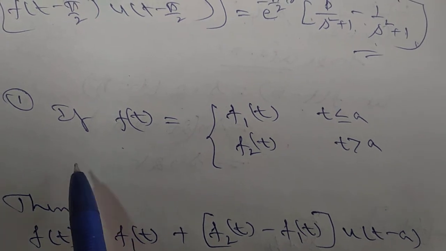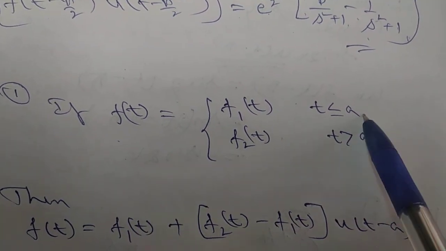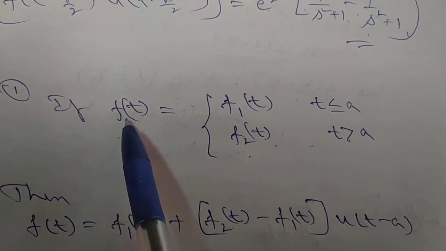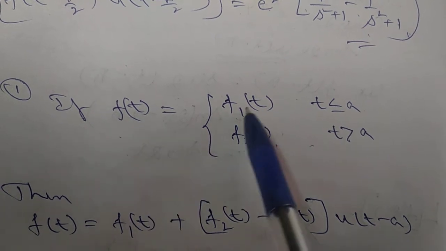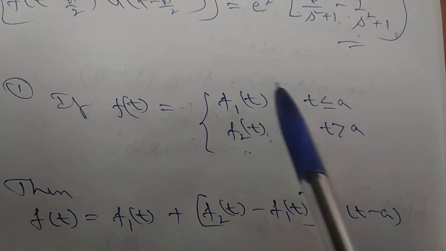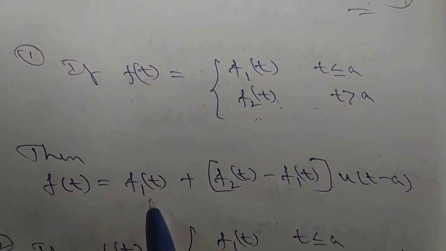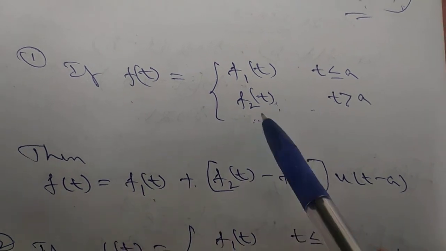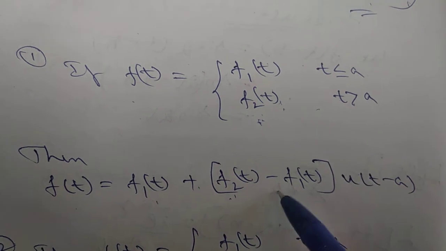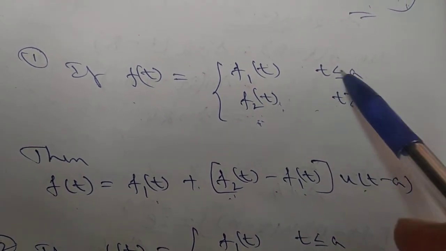Next property: if f of t is equal to f1 of t for t less than or equal to a, and f2 of t for t greater than a. So here, given that function f of t can be split into two functions, f1 of t and f2 of t, how do we write f of t? f of t is equal to f1 of t plus second term minus first term. Second term is f2 of t minus first term is f1 of t, into u of t minus a.